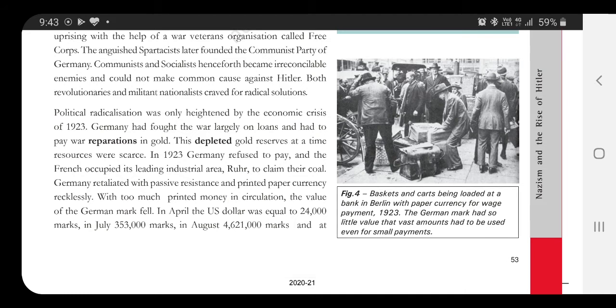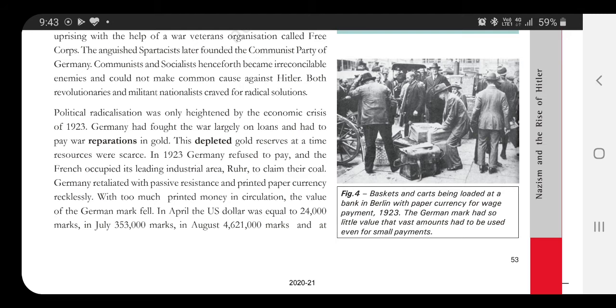Political radicalization was accompanied by economic crisis. There was a situation of hyperinflation, right? As Germany had fought the war largely on loans and had to pay for war reparations in gold, this depleted gold reserves at a time when resources were scarce. In 1923, Germany refused to pay, and the French occupied its leading industrial area, Ruhr, to claim their coal.